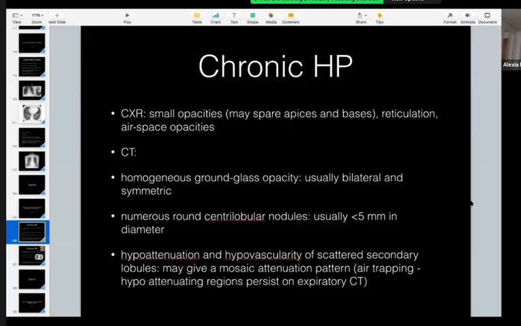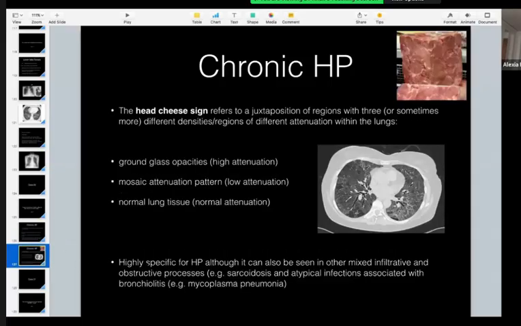And then on the CT, we could see homogeneous ground glass opacity, usually bilateral and symmetric, centrilobular nodules, as you said, and hypoattenuation and hypovascularity of scattered secondary lobules, giving a mosaic attenuation pattern. And these three densities make up the head cheese sign, which is quite specific for hypersensitivity pneumonitis. And this is what head cheese looks like in real life, and that's where the name comes from.